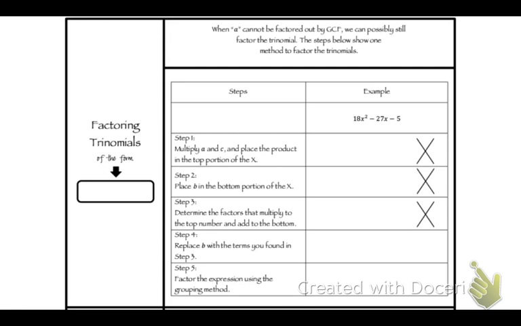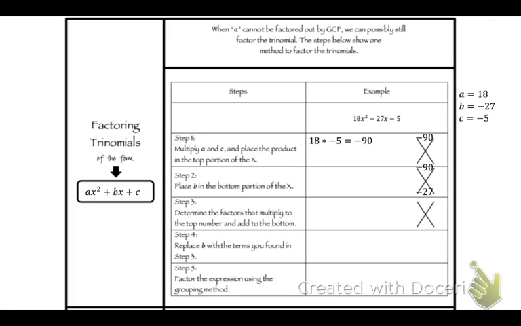Okay, let's do these now. So we're factoring trinomials in the form of ax squared plus bx plus c. Last time we factored with just x squared plus bx plus c. Now we just added the a. So let's first identify a, b, and c. So a is 18, b is negative 27, c is negative 5. So we're going to multiply a and c and place that on the top. So 18 times negative 5 is negative 90. That goes up top. B goes in the bottom, so that's negative 27.